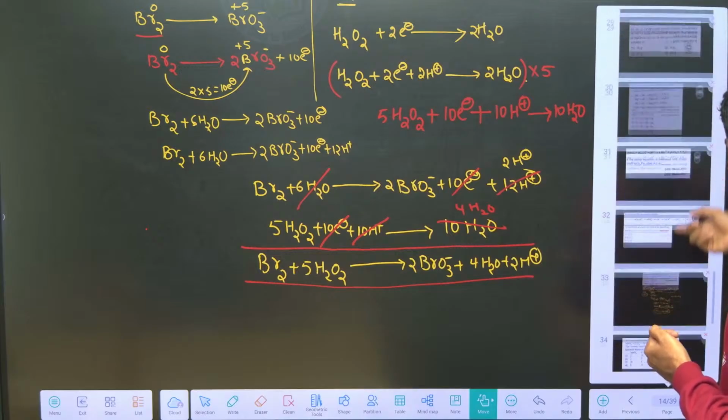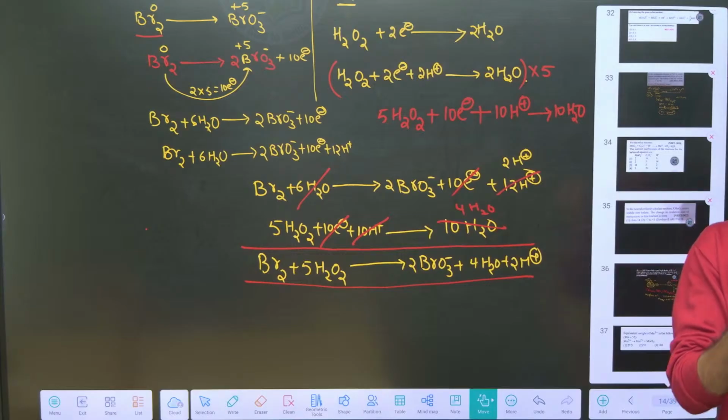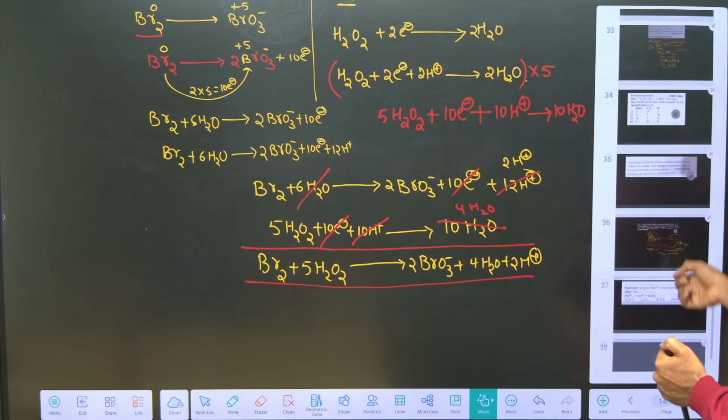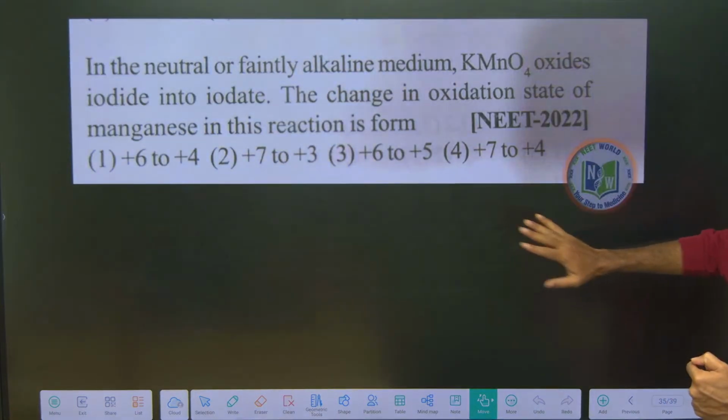So this method can be applied to any reaction? You can apply it, but it is most suitable for disproportionation reactions. You can easily answer this question, I hope. Tell me.